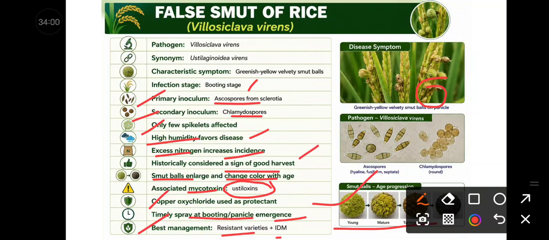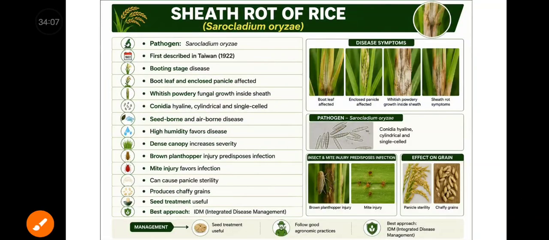This is a disease. It causes yield loss. Okay, so remember these points. These are very, very important points.